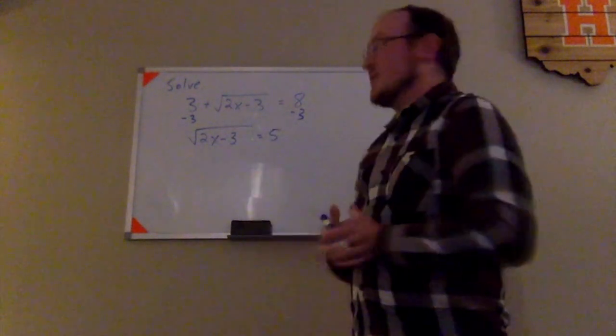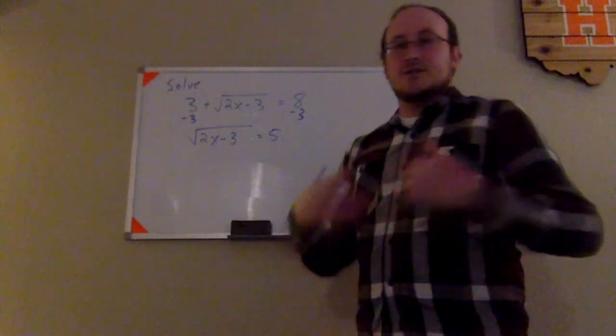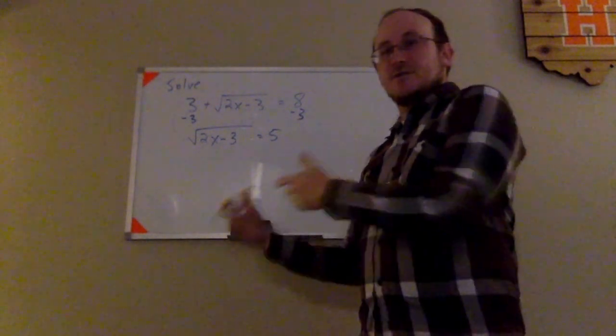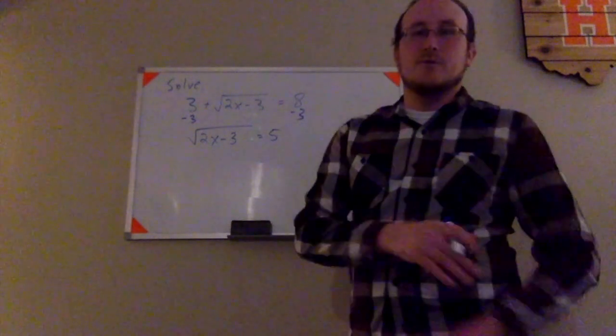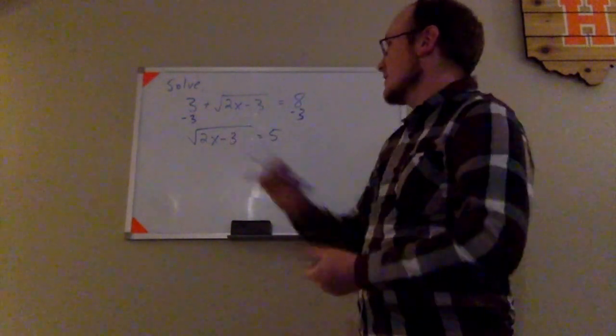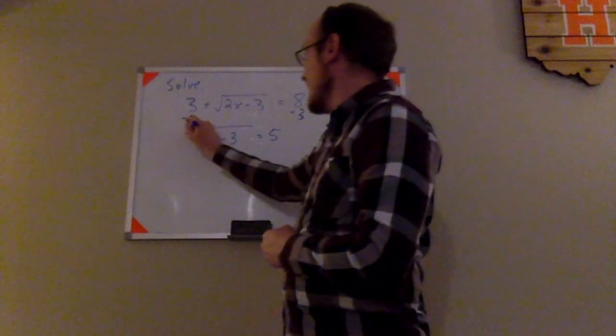Now, to get rid of a square root, the inverse of taking a square root is squaring something. It's like the inverse of taking a cube root would be cubing something. The inverse of a fourth root would be taking it to the fourth power, and so on. So to get rid of the square root here, we're going to raise both sides to the second power.